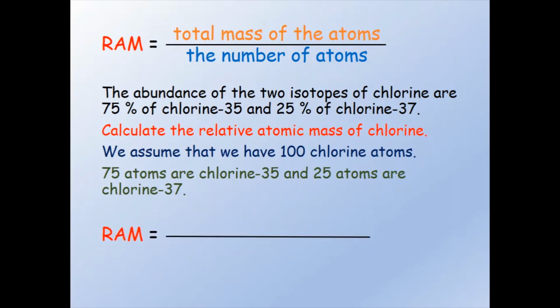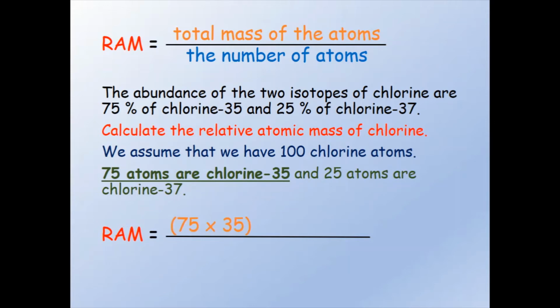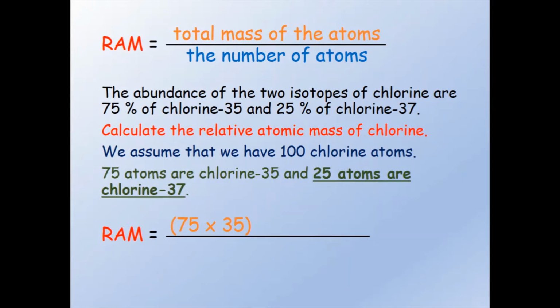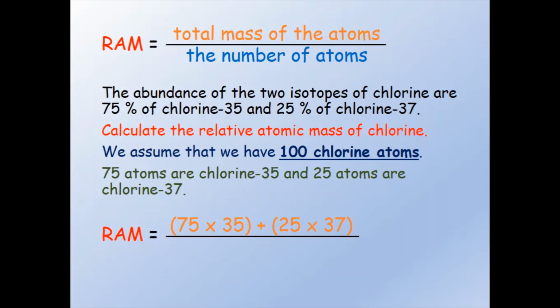So RAM equals, we have 75 atoms of chlorine 35, so we have to plug those in for our mass, so we get 75 times 35. And then we also have 25 atoms that are chlorine 37, so we have to add those to the mass too, so we get plus in brackets 25 times 37. Now we still have to put in the number of atoms, and we assume that we have 100 chlorine atoms, so we just divide this by 100.